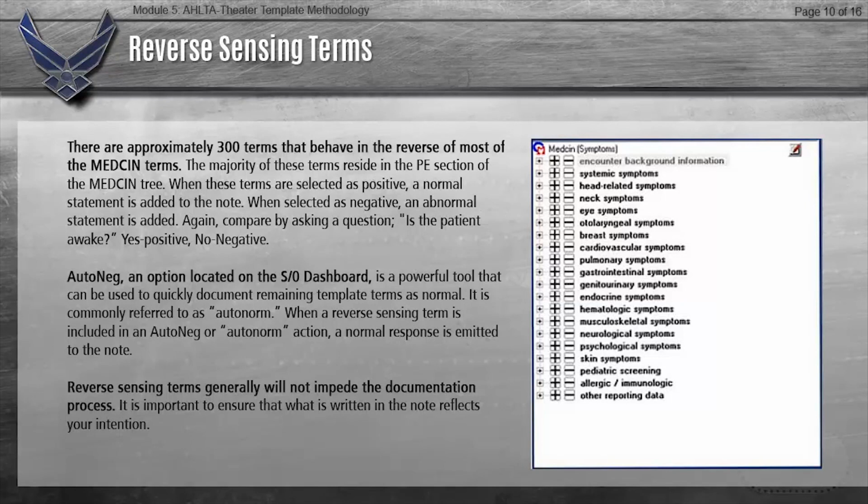No, negative. AutoNeg, an option located on the SO dashboard, is a powerful tool that can be used to quickly document remaining template terms as normal. It is commonly referred to as AutoNorm. When a reverse sensing term is included in an AutoNeg or AutoNorm action, a normal response is emitted to the note. Reverse sensing terms generally will not impede the documentation process. It is important to ensure that what is written in the note reflects your intention.